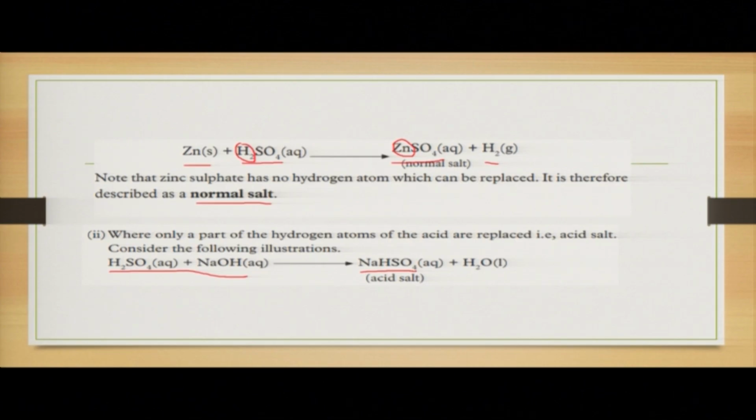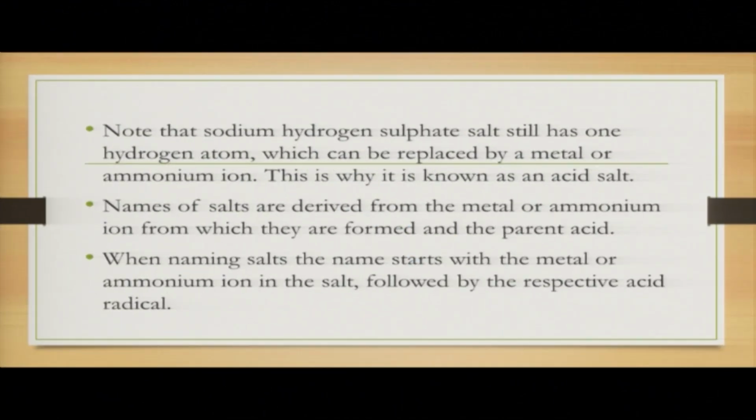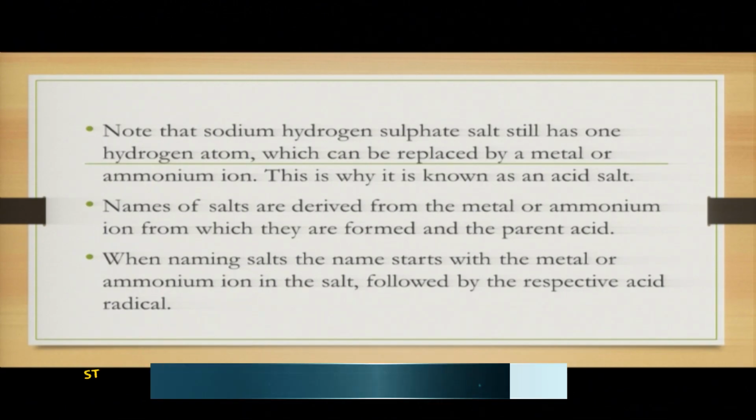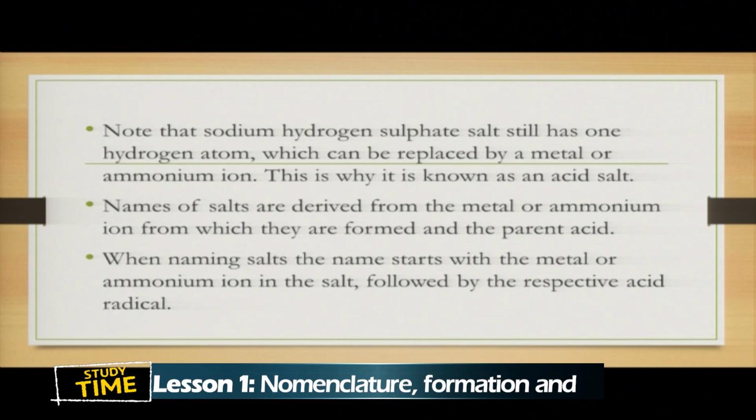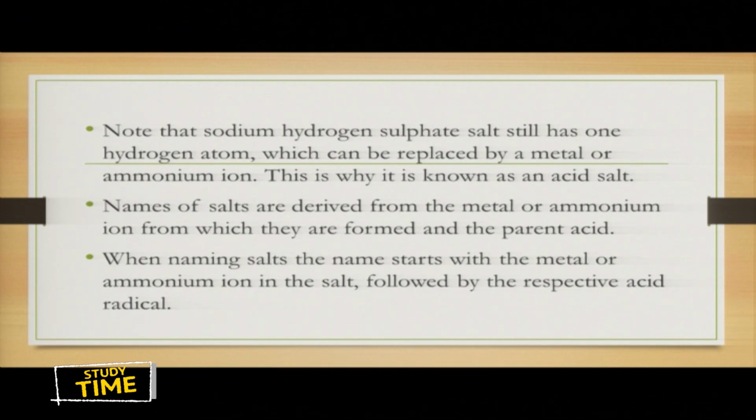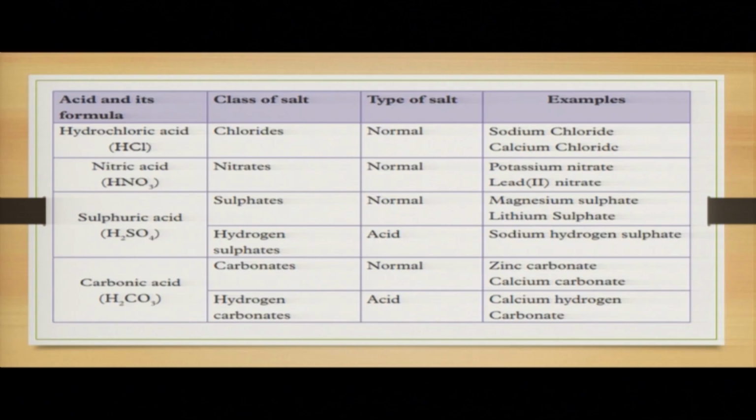So acid salts are characterized by having hydrogen atoms in them. That is very important. So sodium hydrogen sulfate has 1 hydrogen atom, and therefore that is why it is regarded as an acid salt. If there is no other hydrogen present, then it will be a normal salt. So here I have a number of examples. On the screen, there are a number of examples.